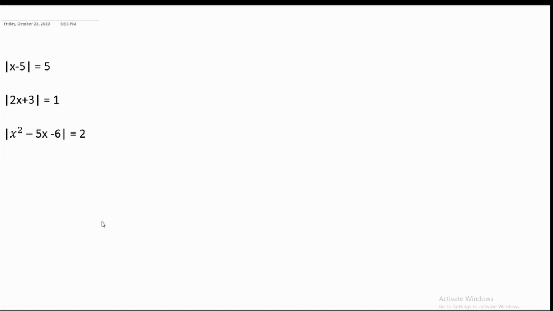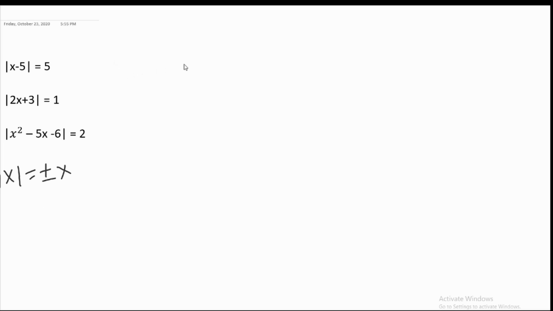Okay, so today what we're going to be doing is solving absolute value equations. What this means is we just basically took our normal equations and we slapped an absolute value on top of them. So to solve these equations, you want to remember the fundamental, which is the definition of an absolute value, which is absolute value of x equals plus or minus x.